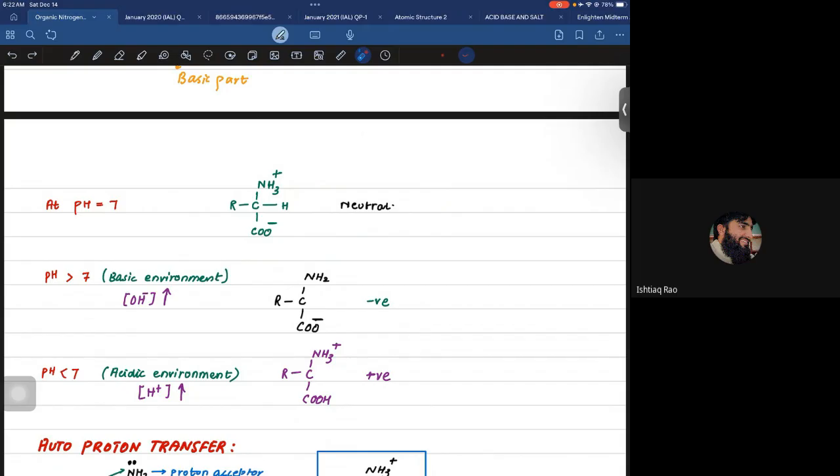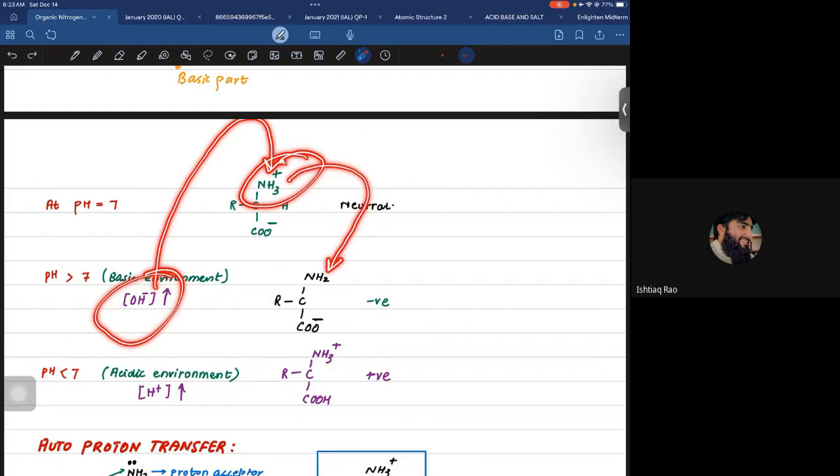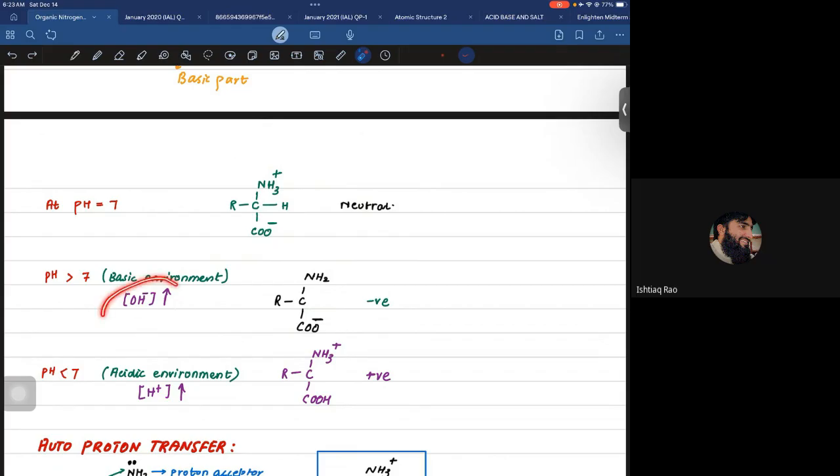So at pH 7, amino acid exists in the form of Zwitter ion, which is neutral. And if the pH is greater than 7, like a basic environment, basic means I am increasing the concentration of OH minus ion. The OH minus ion has a tendency to accept a proton from this, so ultimately it converts again into NH2, and this side remains the same because OH is negatively charged. Negative cannot attack the negative side.